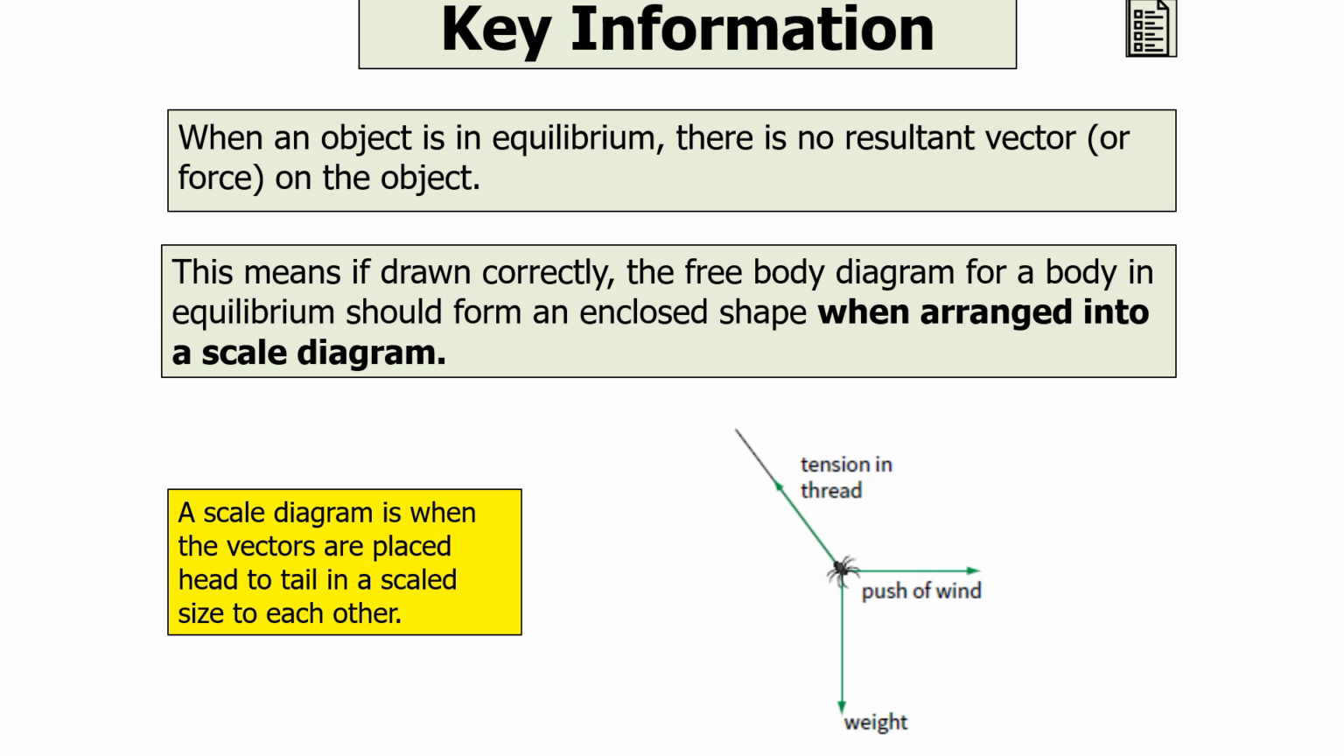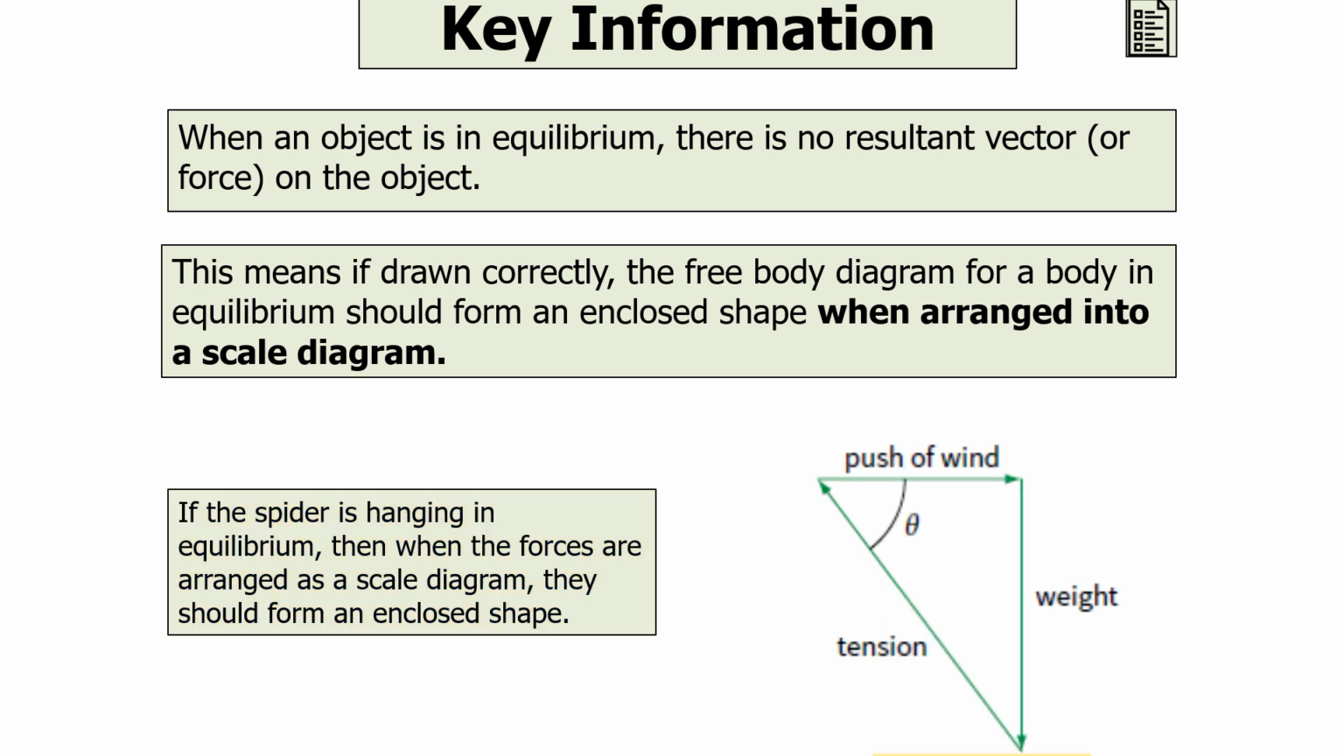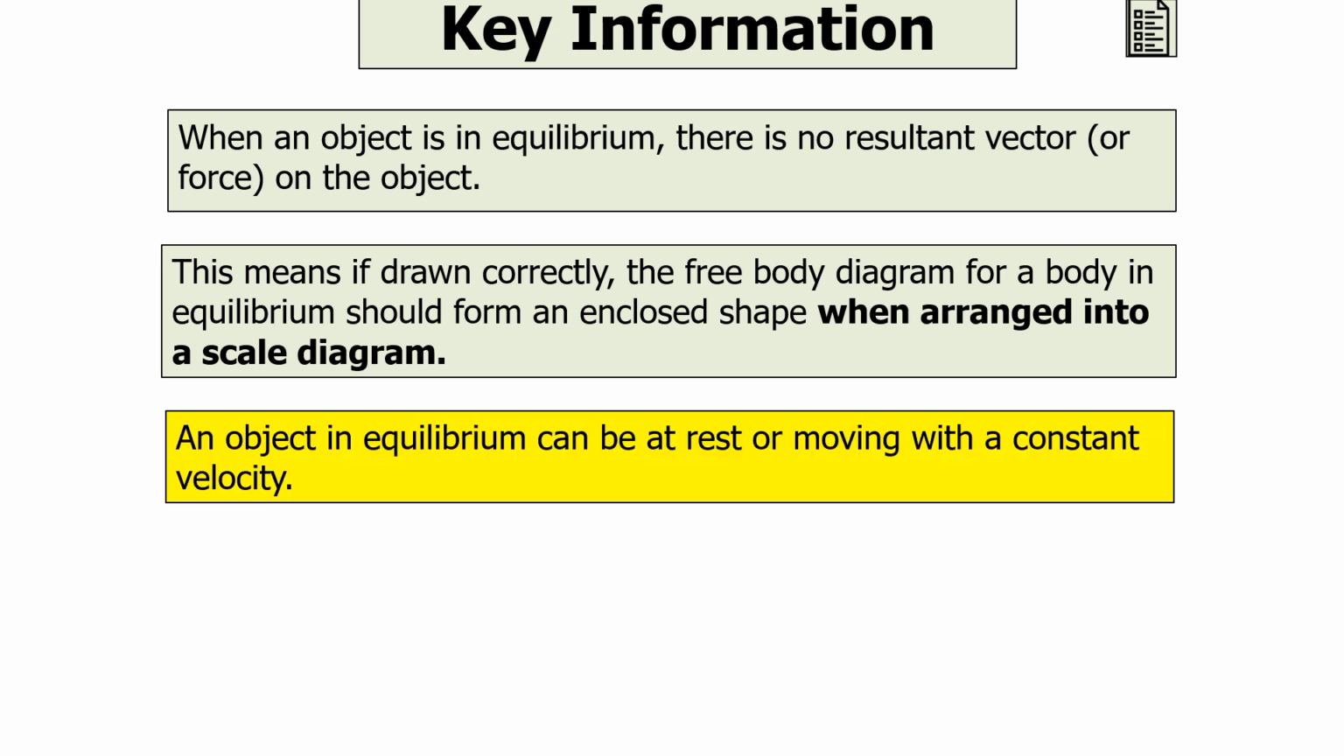A scale diagram is when the vectors are placed head to tail in a scaled size to each other. So in this example, if the spider is hanging in equilibrium, then when the forces are arranged as a scale diagram head to tail, they should form an enclosed shape, as shown here. An object in equilibrium can either be at rest or moving with constant velocity.